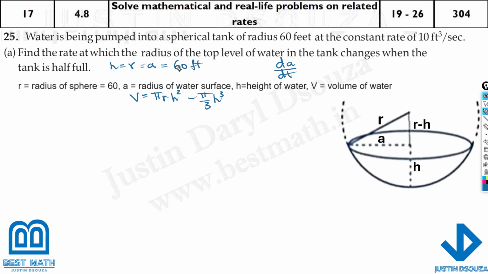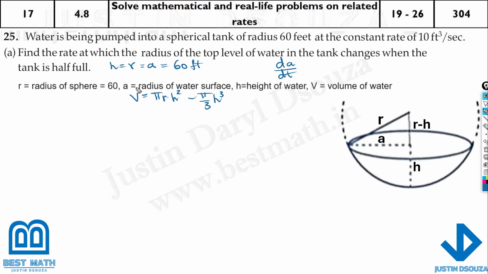So this is the concept. Why? Because imagine this is the sphere, it's half full. So that's the radius, this is the radius of the sphere itself. So that is why h, the radius of the sphere, and a will be equal. Now how would we solve this? Here we have r, that's the radius of the sphere.